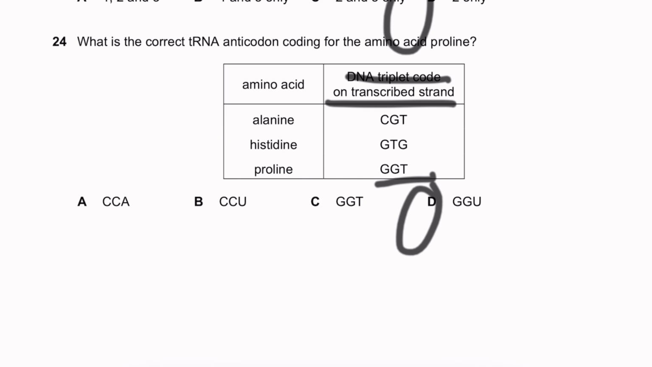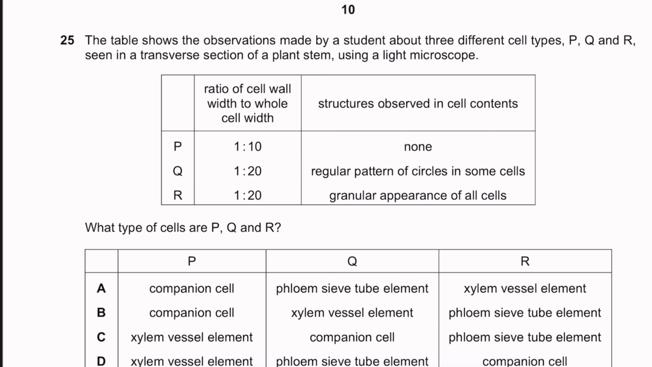Let's move on. The table shows observations made by students about 3 different cell types P, Q, and R, as seen in transverse sections of plant stem when using a light microscope. So we have the ratio of the cell wall width to whole cell width, and the structure observed in the cell contents: 1 to 10, 1 to 20, a regular pattern of circles in some cells, and a granular appearance in some cells. This is across a plant stem, so we have the xylem, the phloem, and the companion cell. Let's see which one is which.